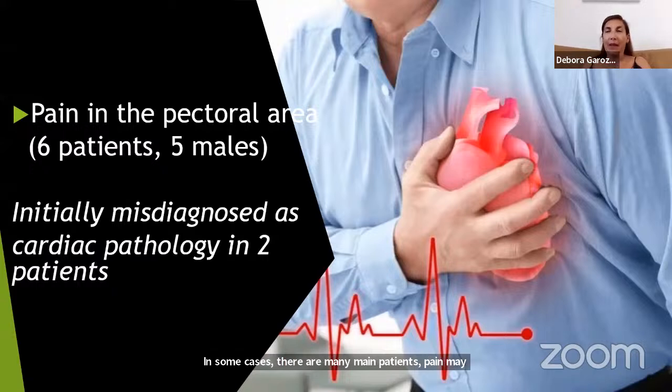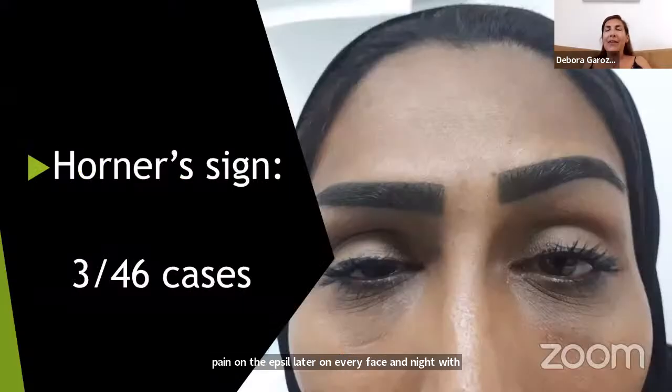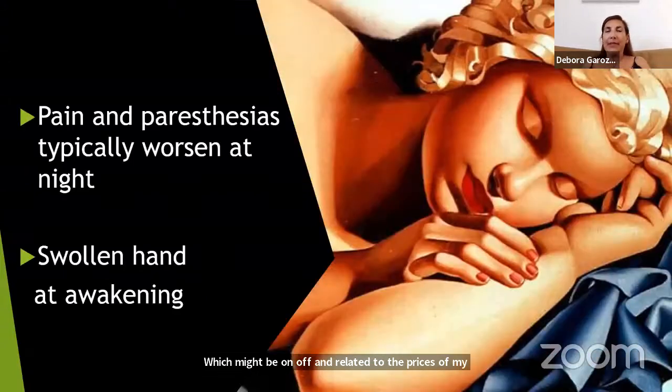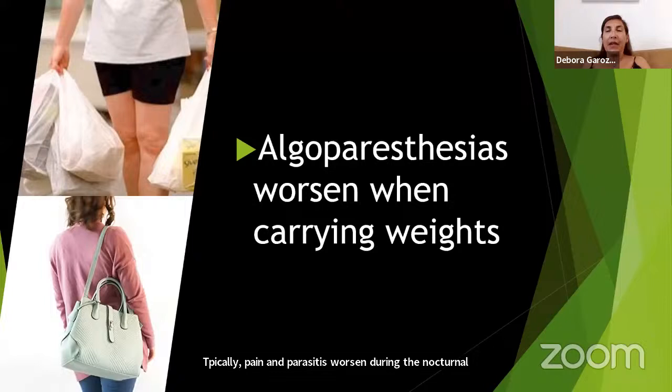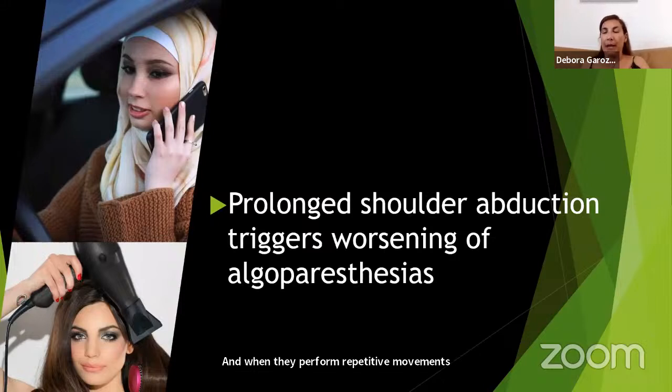And it's quite interesting that some of these patients were initially misdiagnosed as cardiac pathology. And then a much smaller group of patients present pain on the ipsilateral hemiface and nape, with migraines very often. And few patients may also present an ulnar sign, which may be on-off and related to the crisis of migraine as well. Typically, pain and paresthesias worsen during nocturnal rest and may be triggered or worsened when the patient carries weights and when they perform repetitive movements, especially when they have to work with prolonged shoulder abduction.